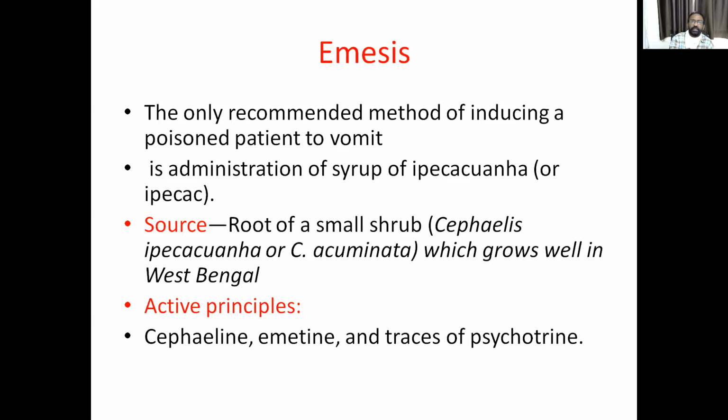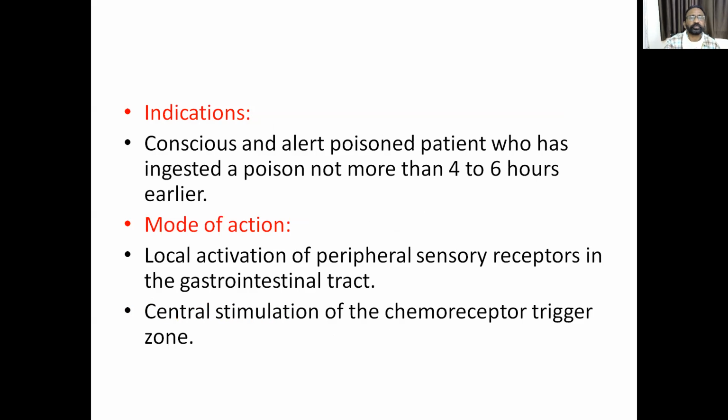Or in the good old days, the root of the ipecac tree. Ipecac is a shrub, and the root of this shrub is well grown in West Bengal. This root contains active principles: cephaeline, emetine and psychotrine. These active principles induce emesis, and by this induction the poisonous substance is expelled through vomiting. This is the aim of emesis.